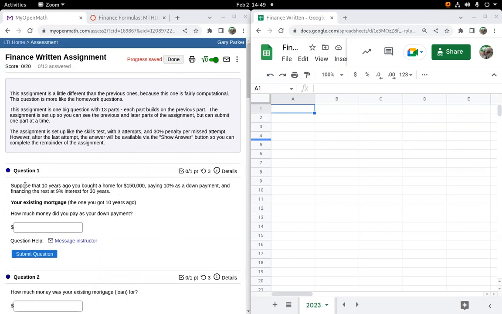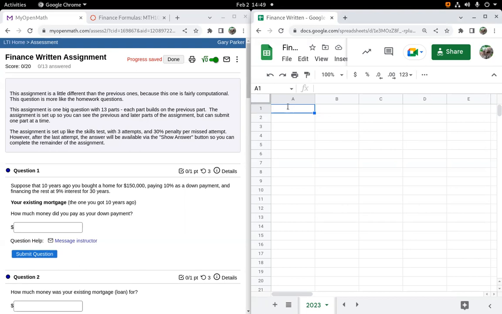So for this one, I'm going to suppose that 10 years ago, you bought a home for $150,000, paying 10% as a down payment and financing the rest at 9% interest for 30 years. Your existing mortgage, the one you got 10 years ago, how much money did you pay as your down payment? So let's get some information here.